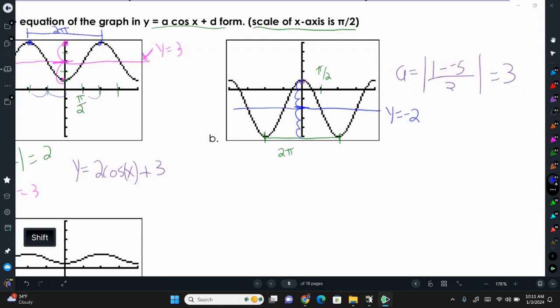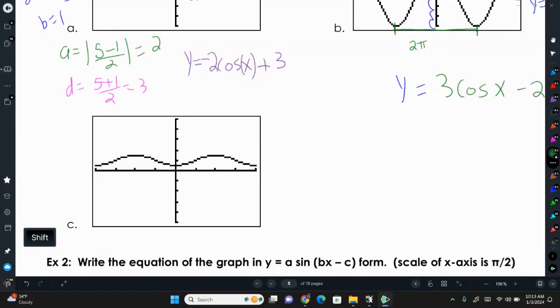Because we know that amplitude, when we graphed them yesterday, we went from our midline and we went up to the amplitude and then down to the negative amplitude. So we're just kind of going in reverse here. So y equals... this is a cosine graph, so 3 cosine of x minus 2.